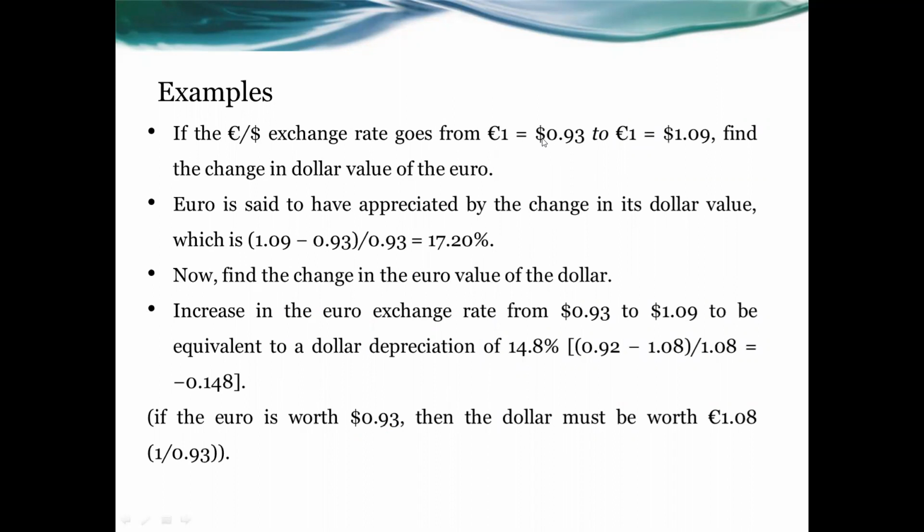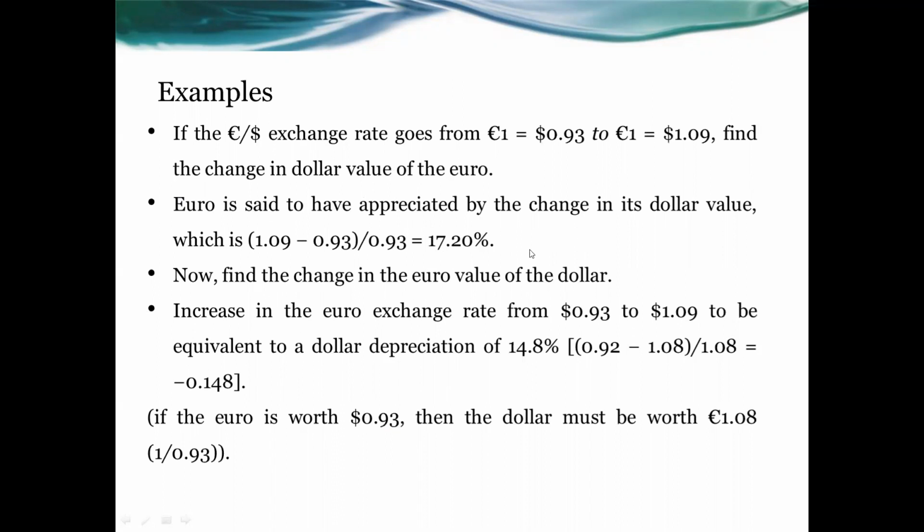Okay, so the earlier exchange rate, the old one, is 0.93, the new one is 1.09. Then you can calculate the appreciation or depreciation of the euro by taking the new value minus the old value, divided by the old value. You will get a positive sign, like 17.2. It says that the euro is said to have appreciated. Why? We are having a positive value here. If you are getting a positive value, that means the euro has appreciated against the US dollar by 17.2%. Okay, that is the appreciation.